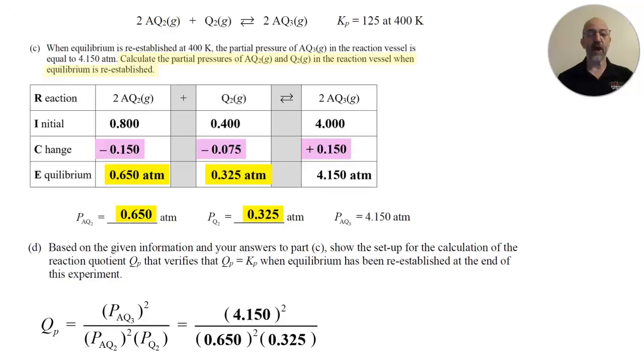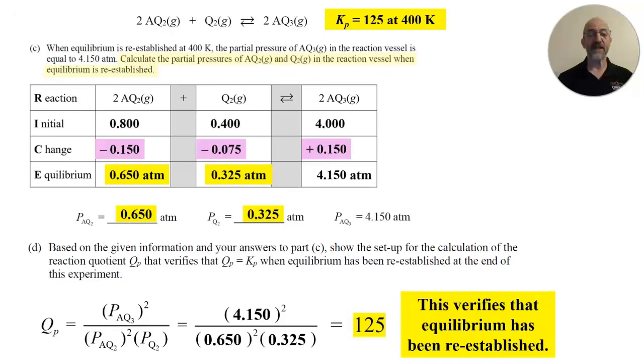Now, when I pick up my calculator, I'm really hoping that I get Q equals K equals 125. So here we go: 4.15 squared divided by 0.65 squared, and then divided by 0.325. Did I get 125 when I did that math? Yes. So this does verify in part D of question 6 that equilibrium has been reestablished.